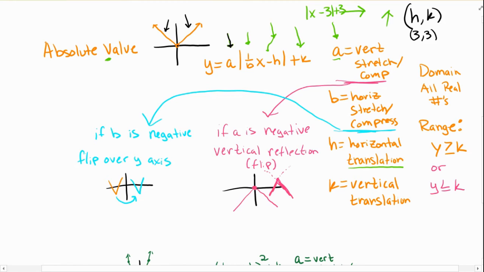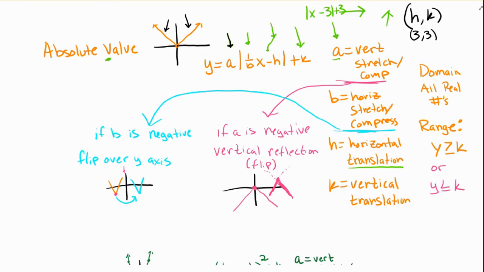The reason that's important is because the b value, the way that it flips it, does not flip it from this vertex here. The b value flips it horizontally over the y-axis. So it doesn't just flip it at, let's say, the vertex here. It doesn't flip it horizontally that way. It actually flips it over the y-axis all the way to the opposite side.